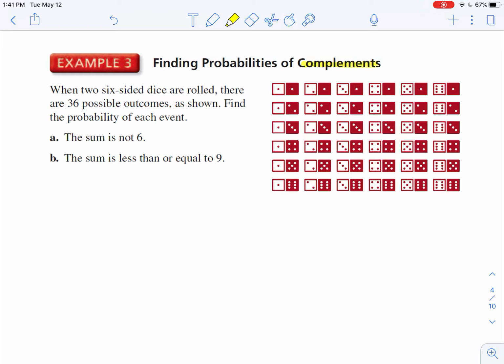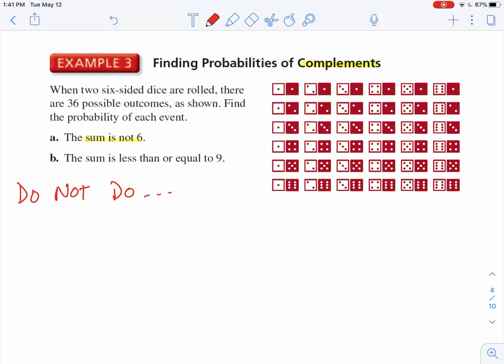So if somebody is asking you for the probability that the sum is not 6, well, you can do this in a couple of ways. Let me show you the first way that we can do this, and what I would say, in big fat letters, is do not do this.